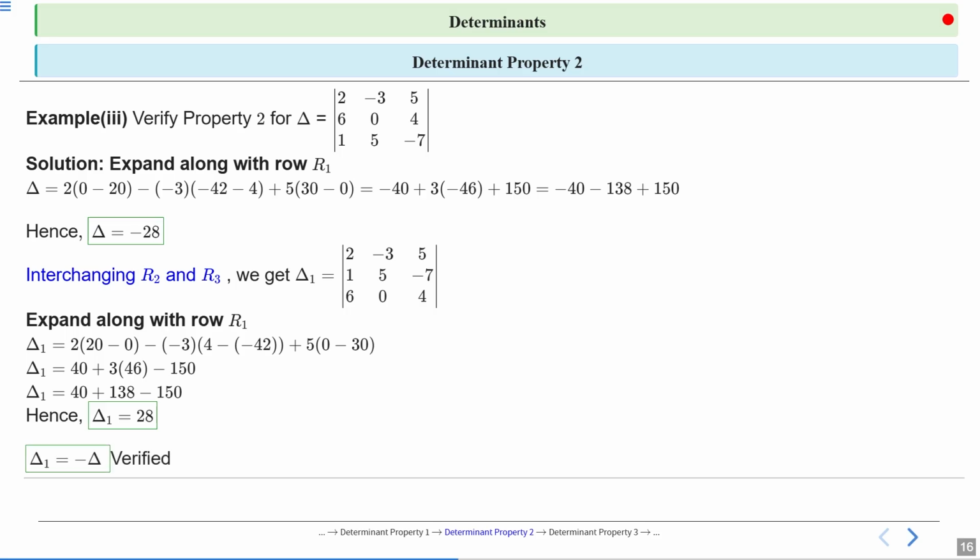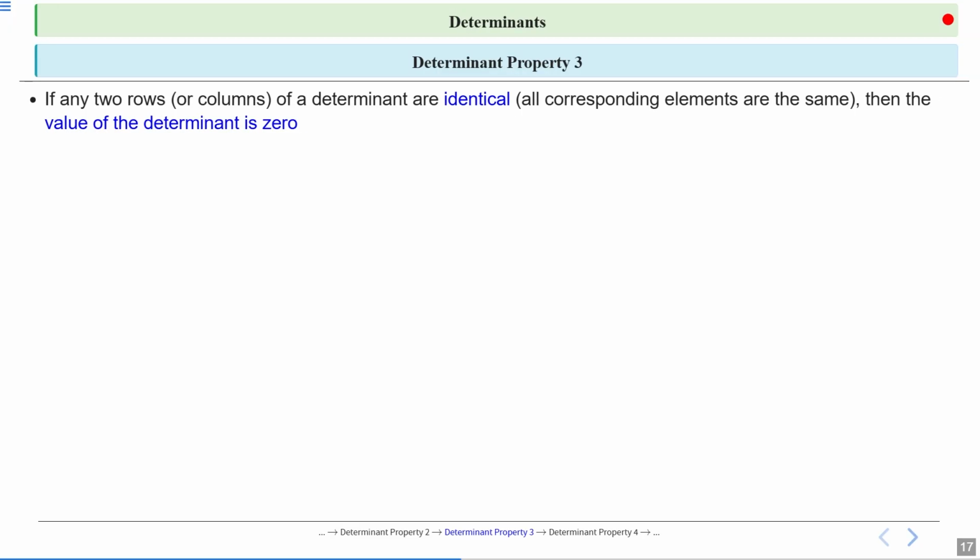So verified. Now, property 3 is: if any 2 rows or columns of a determinant are identical, so all corresponding elements are the same, then the value of the determinant is 0. So property 3 says that if there is any matrix in which any 2 rows or columns are identical, it means all corresponding elements are the same, then the determinant of that matrix is 0.